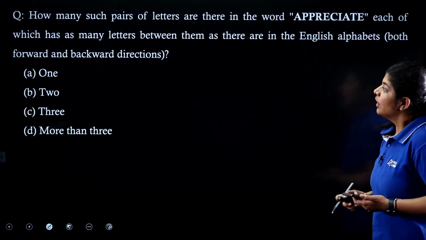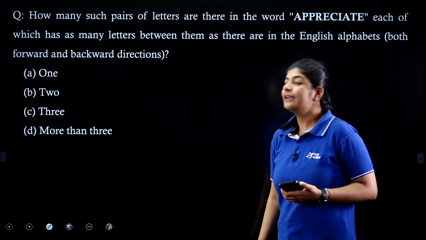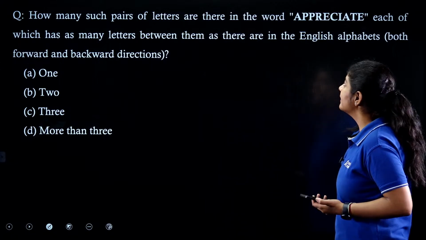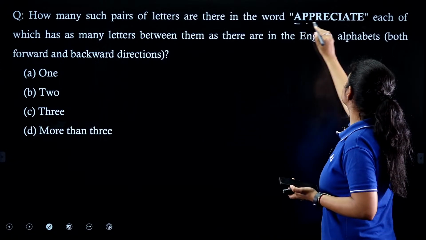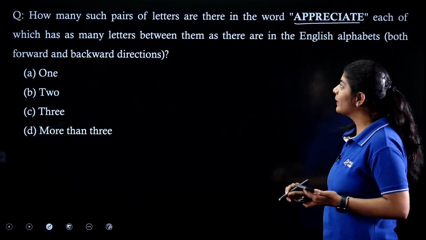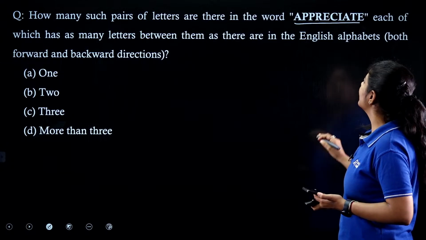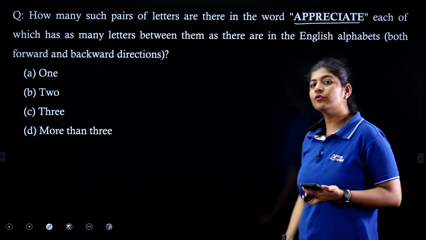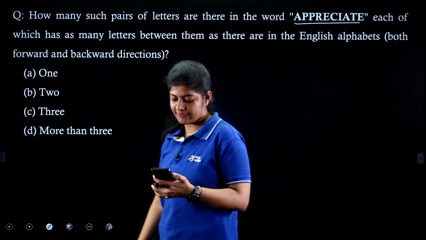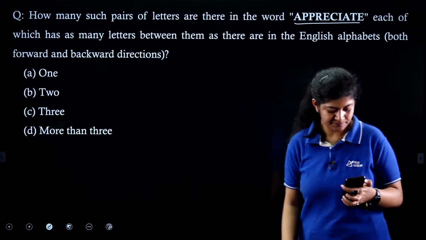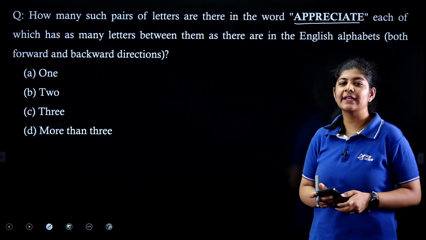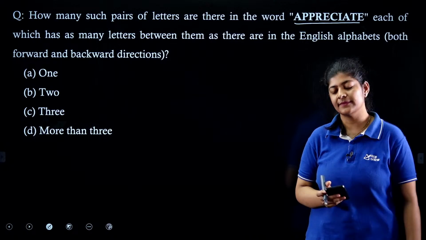Next. So the next question says, which pairs of letters are there in the word appreciate, each of which has as many letters between them as there are in the English alphabet, both in the forward and the backward direction? This is a very easy question. So what answer are we getting? What answer are we getting? This is a very simple one.